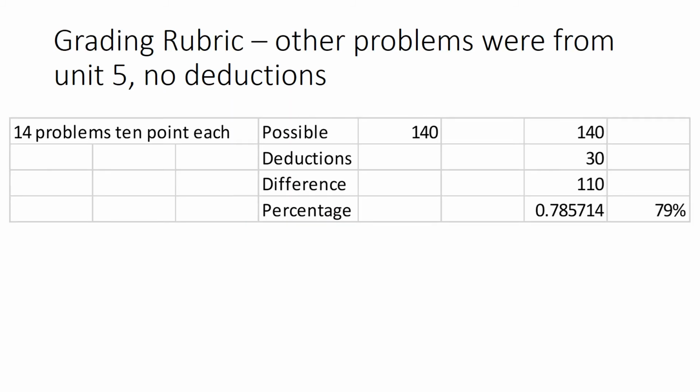Now, there were 14 problems, 10 points each, and the number possible then is 14 times 10, or 140. You're to calculate deductions, take the difference between the two, and that will give you a percentage. Let's talk about a hypothetical student. This student, like you all did, had 140 points possible. They lost 30. That means they earned 110. You take 110, divide it by 140, that gives you 78 and change, and I call that a 79%.